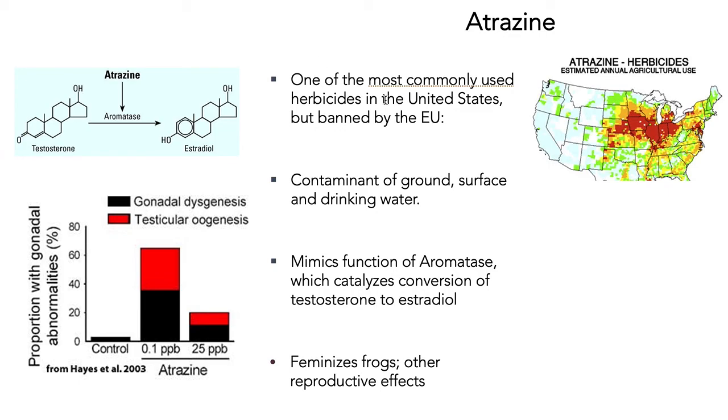Those are examples of molecules that are produced in the environment that have effects on the endocrine system, and we call them endocrine disruptors.